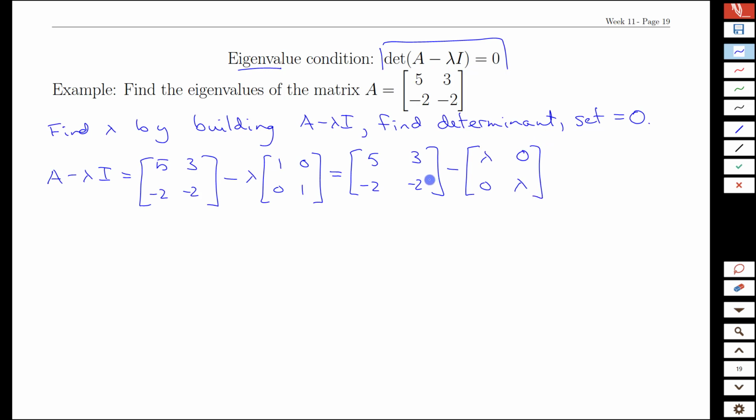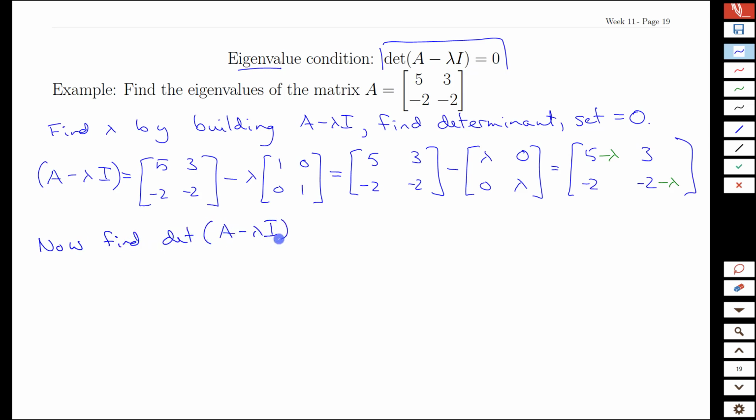And when we have addition and subtraction operations on matrices, we just do it to the matching elements. So this is 5, 3, -2, -2, except we have a minus lambda in the top left corner, a minus lambda in the bottom right corner, and no change at all to the other two terms, like so. That is the matrix A minus lambda I. It's our A matrix with minus lambdas added down the diagonal. All right, now we find the determinant of that A minus lambda I matrix.